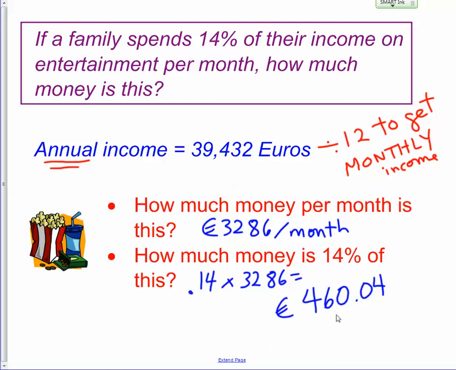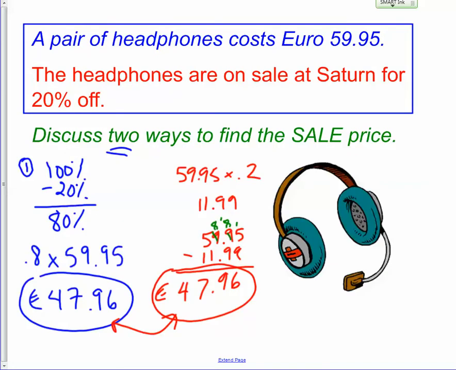And as Travis said, oh my gosh, between your taxes and your entertainment, you're spending a lot of your money. It's true, and you still have to pay for your housing and your clothes and your food and your utilities. It's expensive to live.